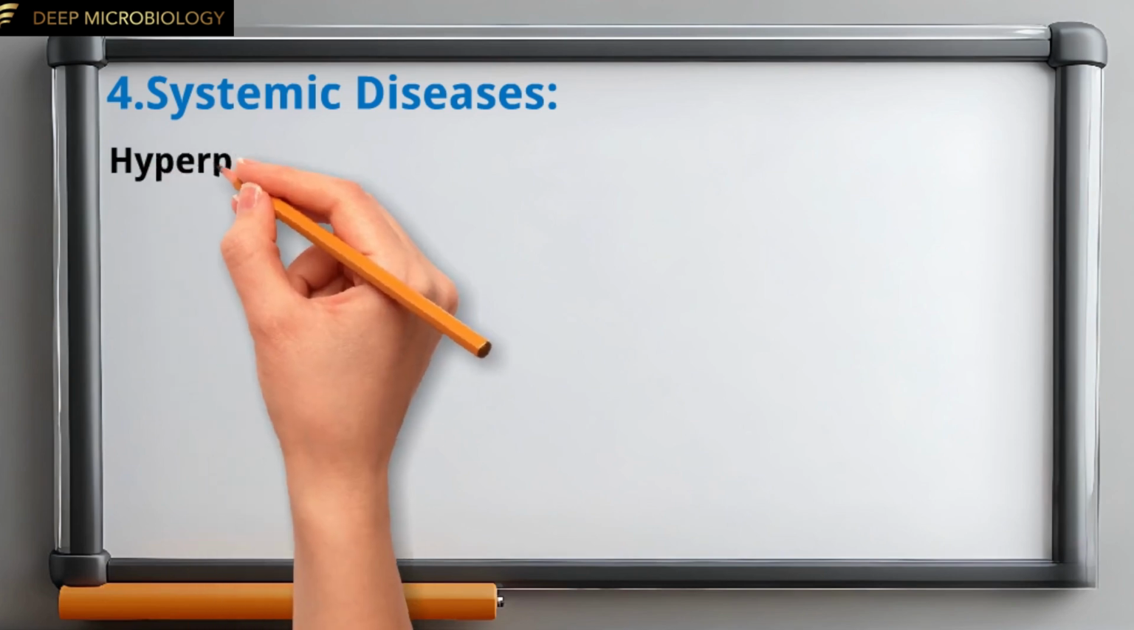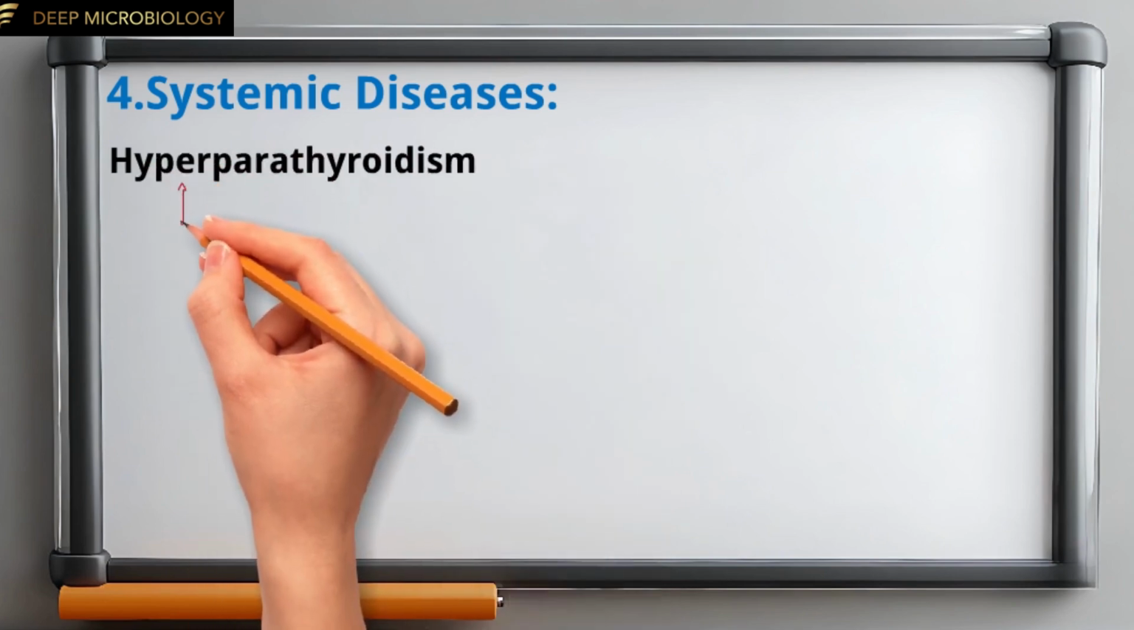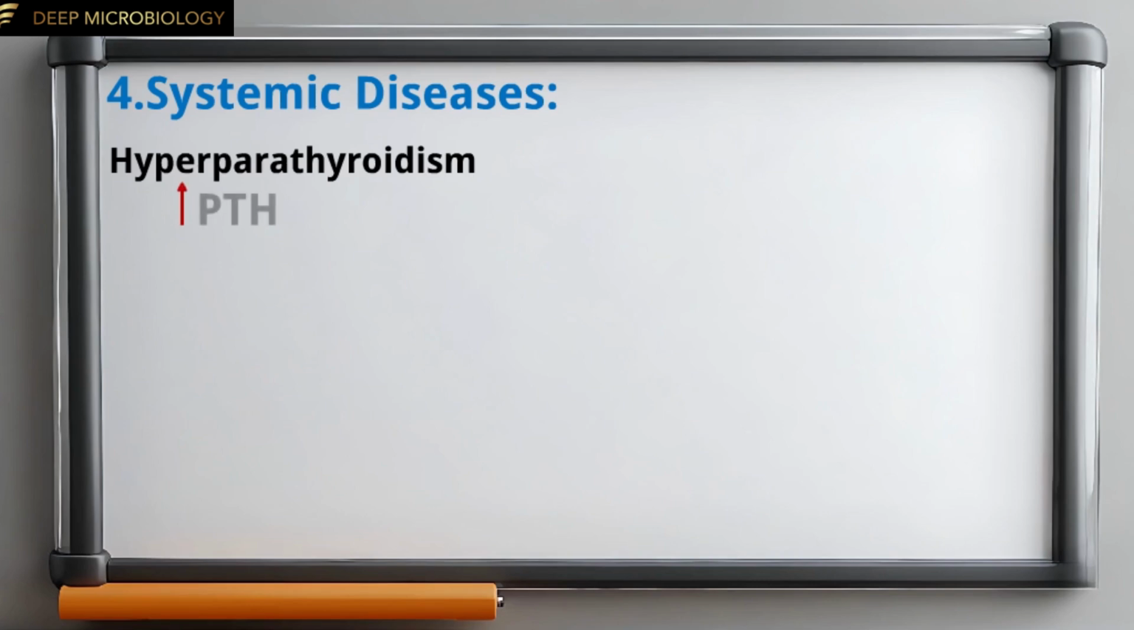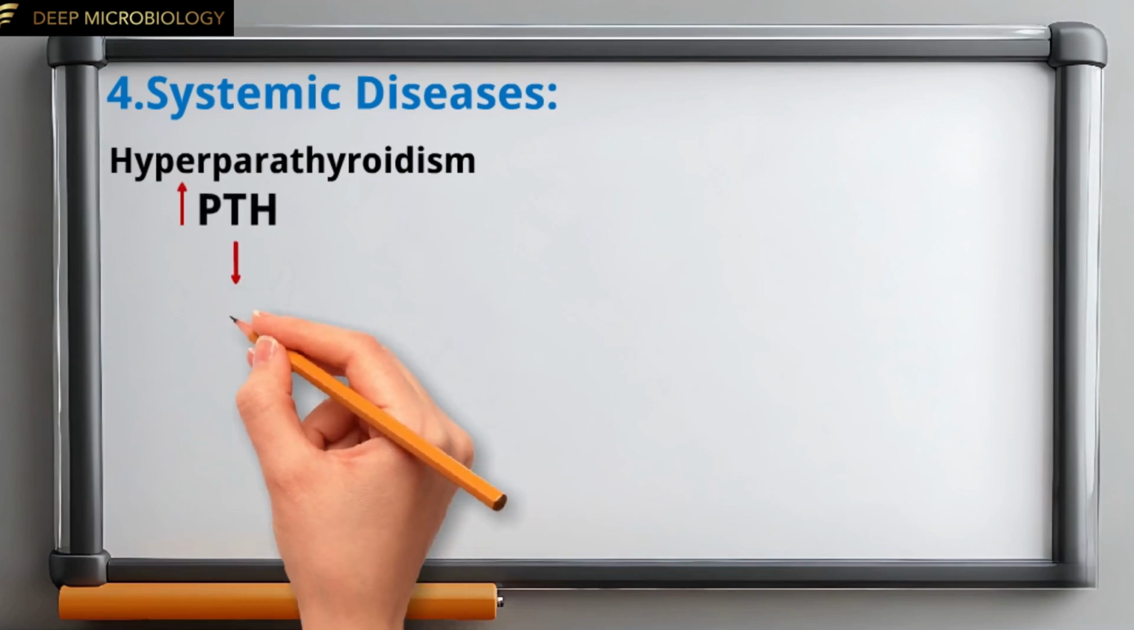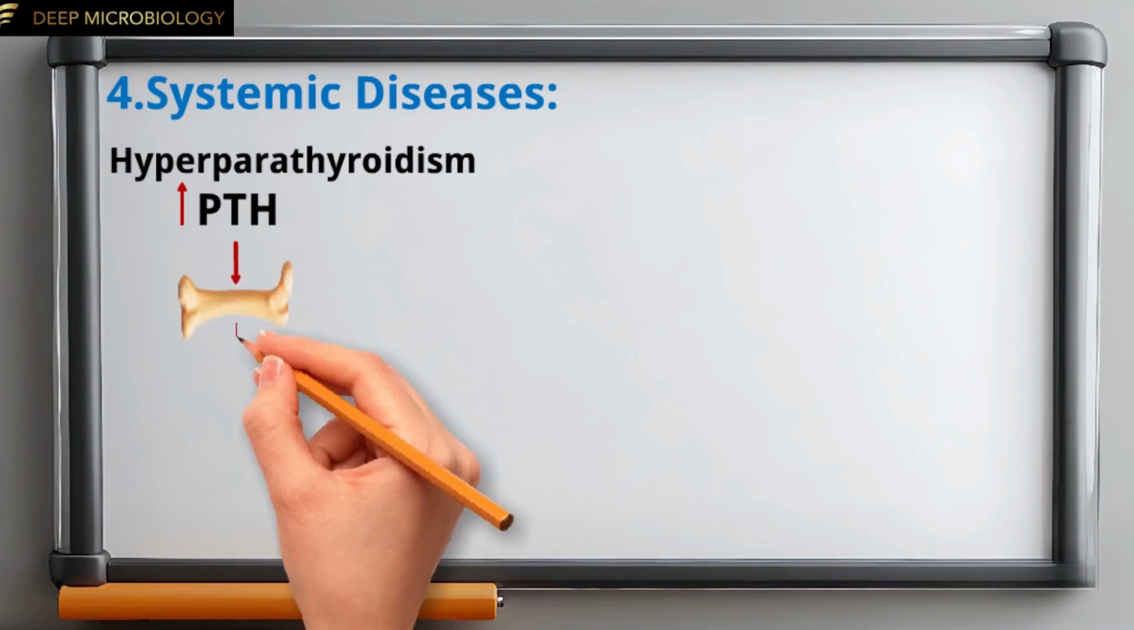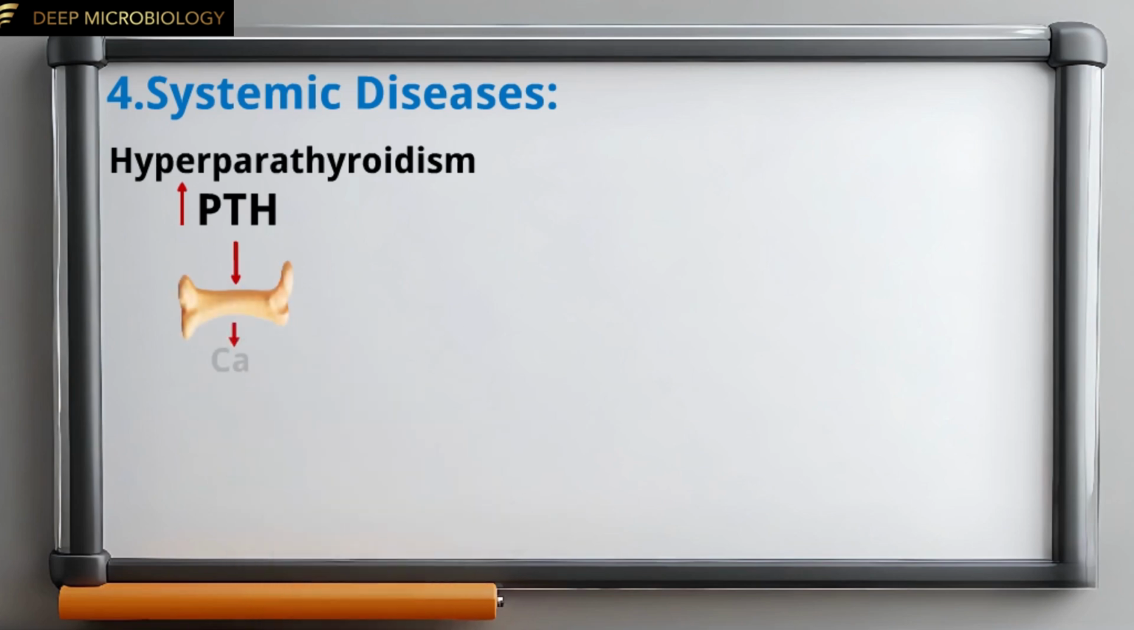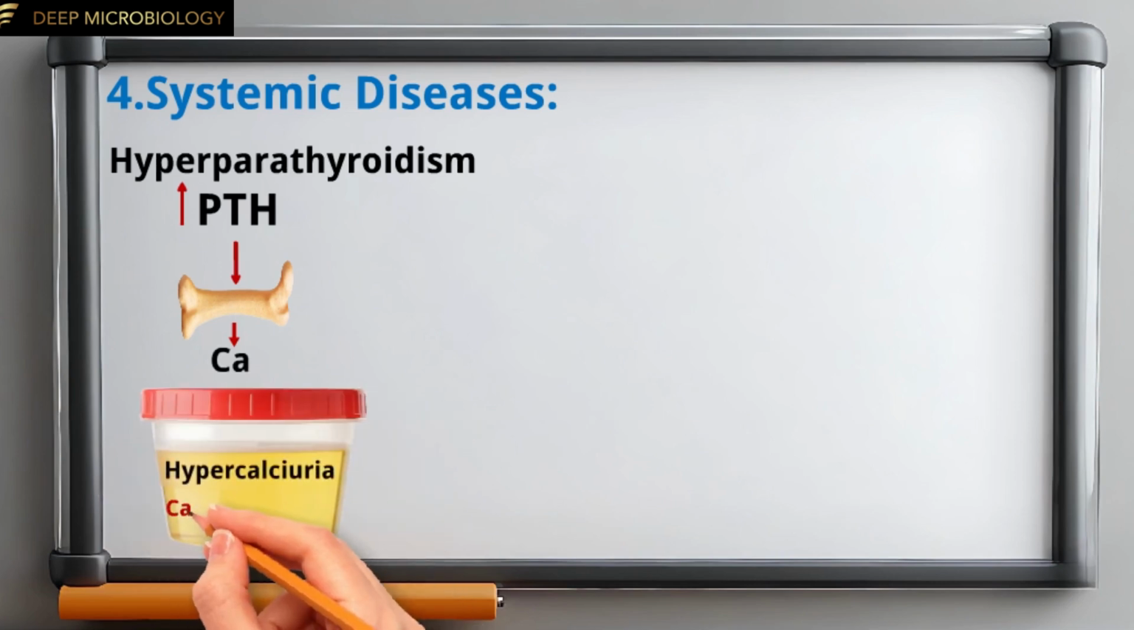Hyperparathyroidism results in excessive secretion of parathyroid hormone, PTH, which increases calcium release from bones and enhances calcium reabsorption in the kidneys. The elevated calcium levels, hypercalciuria, in urine promote the precipitation of calcium salts, such as calcium oxalate or calcium phosphate crystals, especially in alkaline urine.